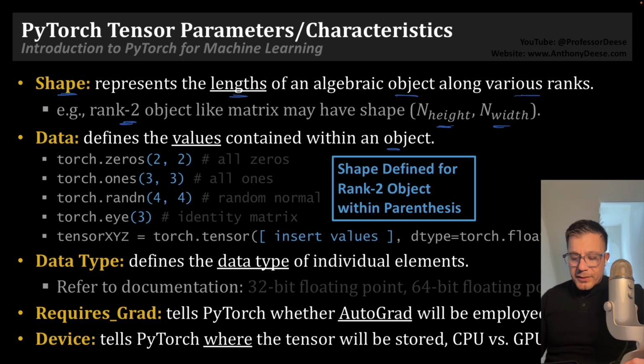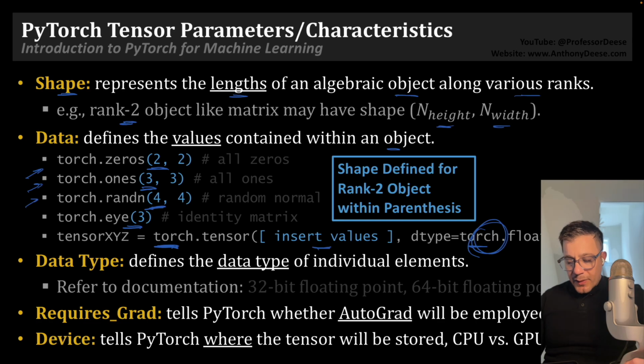Obviously, that's very important. Here we have several examples of how to define different tensors. Here we define a 2x2 tensor that contains zeros, a 3x3 tensor that contains ones, a 4x4 tensor that contains random numbers, a 3x3 identity matrix or identity tensor. And then here, we've shown a command like this many times throughout this module. We can define a tensor with custom values as well as a user-defined data type.